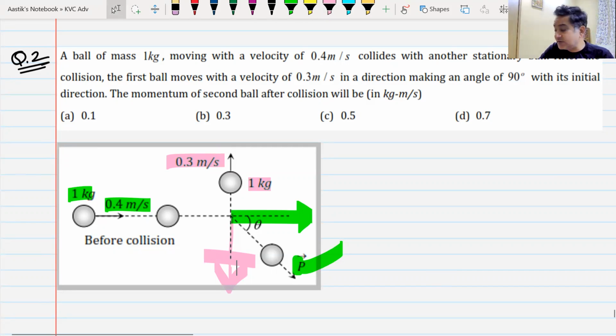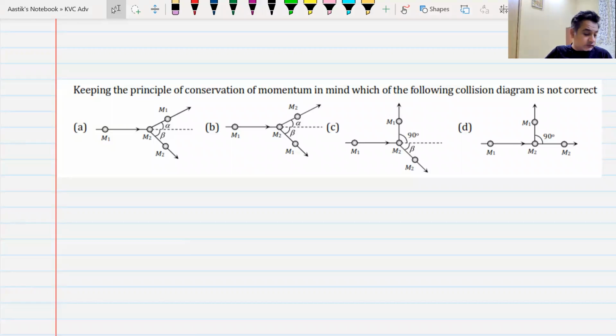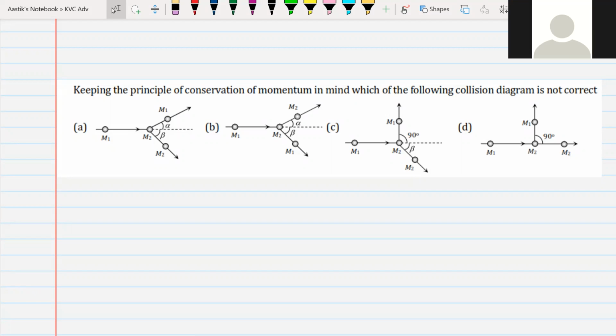I'll give you one more question, do it fast. There will be questions given in your sheet on this. Do you have the sheet? Can you check whether there are questions on this or not? One minute, sir, we are checking. There will be questions there. You can solve those questions. Meanwhile, you can solve this one.